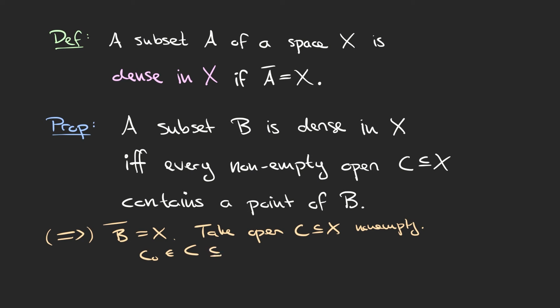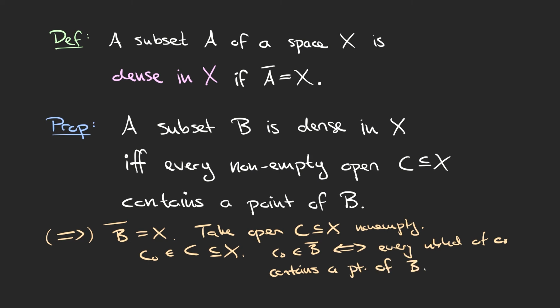But we also know that C is a subset of X, so C0 is actually also an element of X. But now because X is equal to the closure of B, again by a proposition we saw in the last video, C0 is in the closure of B if and only if every neighborhood of C0 contains a point of B. The closure of B is just X, and we know that C0 is in X, so every neighborhood of C0 contains a point of B, but C is a neighborhood of C0, so C must contain a point of B, and that's exactly what we wanted to show for this direction.